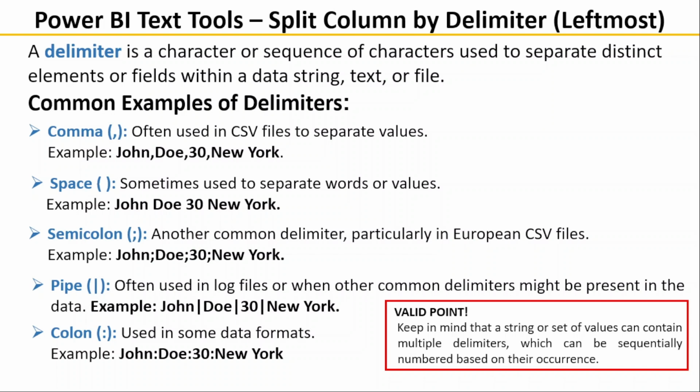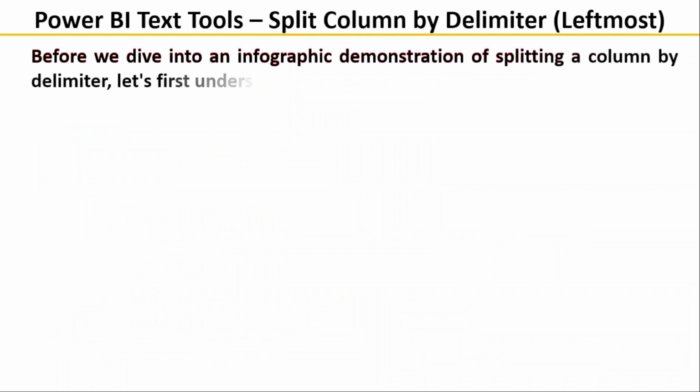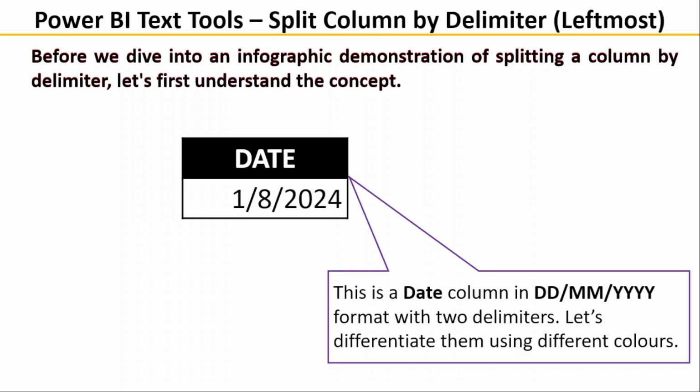Now here it's a valid point to keep in mind that a string or set of values can contain multiple delimiters, which can be sequentially numbered based on their occurrence. Before we dive into an infographic display of the split column by delimiter, let's first understand the concept. This is a date column in days, months, and year. 1st August 2024. Now, this date column has two delimiters.